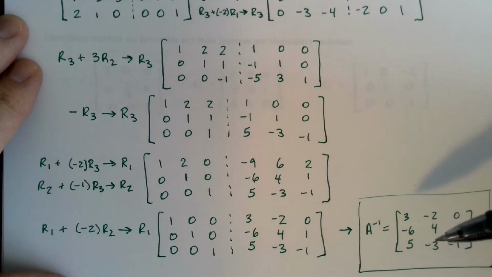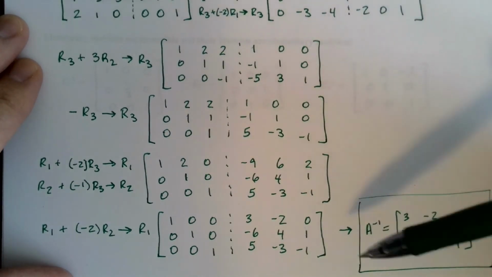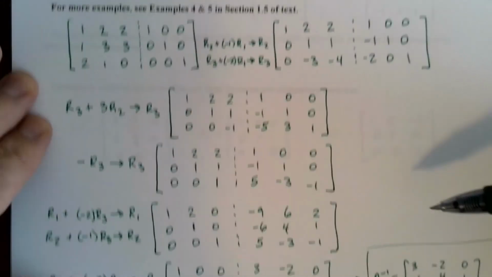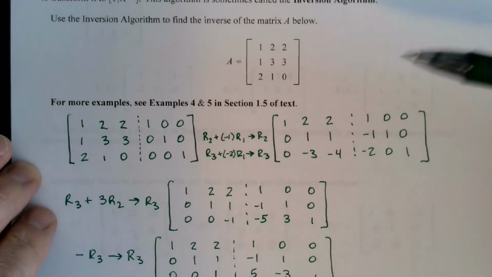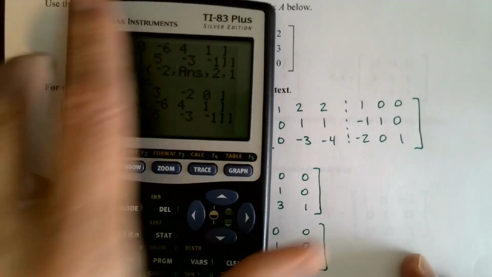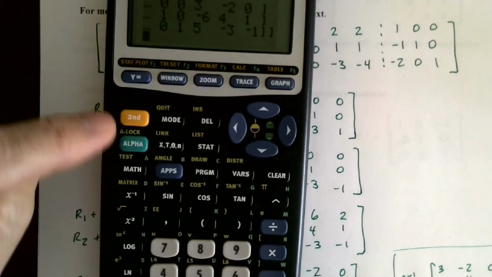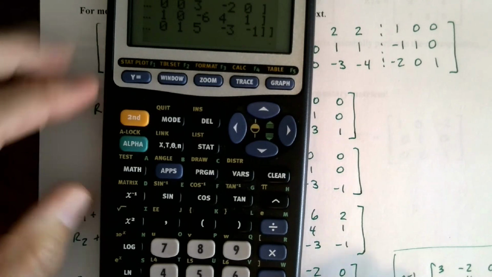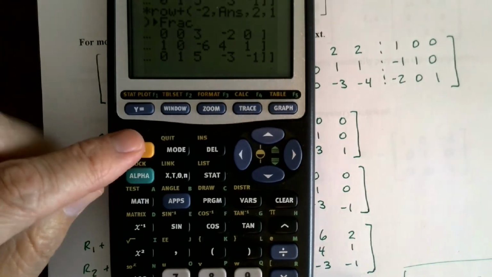Now here's a check. How do we know, can we make a mistake in here? Sure. But if you take this matrix and multiply it by the original matrix A, you should get the identity matrix. That's one way you can do it. So I could enter that in. Another way is the calculator has the inverse key here. So, you have a calculator, you can check your work that way.